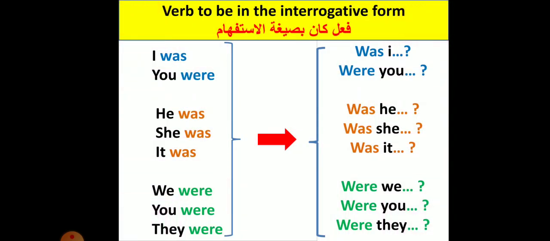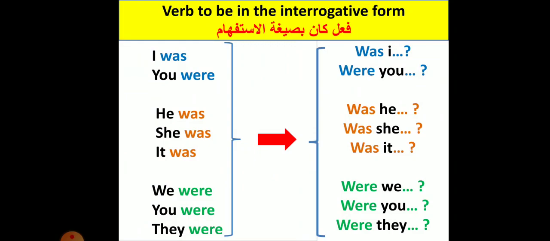Summary. Here we have a summary of what we saw before. Verb to be in the affirmative form: I was, you were, he was, she was, it was, we were, you were, and they were. And in the interrogative form, I was becomes was I plus question mark. You were becomes were you plus question mark.